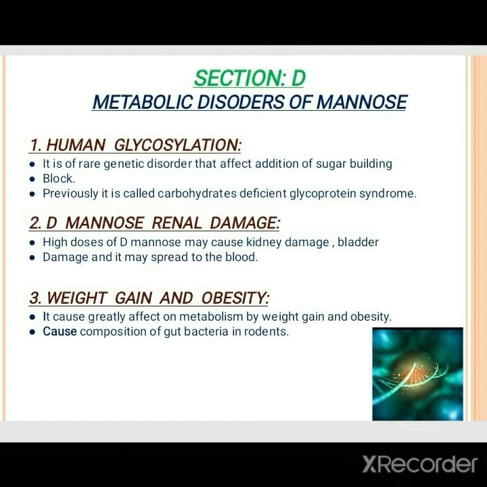The other disorder is D-mannose kidney damage. High doses of D-mannose may cause kidney injury, bladder damage, or it may spread to the blood. Its symptoms include weakness, confusion, and fluid retention, etc. The other disorder is weight gain and obesity. It affects metabolism by weight gain and obesity and changes the composition of gut bacteria in rodents. Its symptoms include difficulty breathing, sweating, and change in vision, etc.